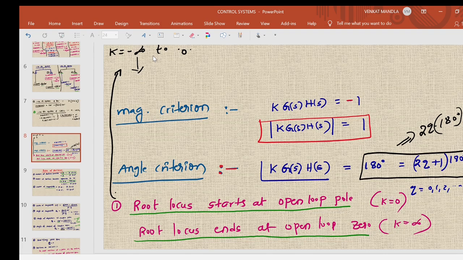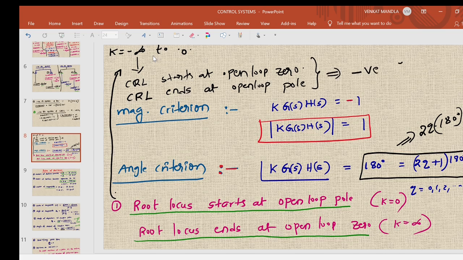In fact, we are drawing the complementary root locus for a negative feedback system. So this complementary root locus for a negative feedback system starts at open loop zero, with K equal to minus infinity to 0, right? If K equals 0, we will get a pole. That is, K equal to 0 is the ending point. So the complementary root locus, for a negative feedback system, ends at the open loop pole. So this first point is going to be changed like this: the complementary root locus starts at open loop zero and ends at open loop pole.